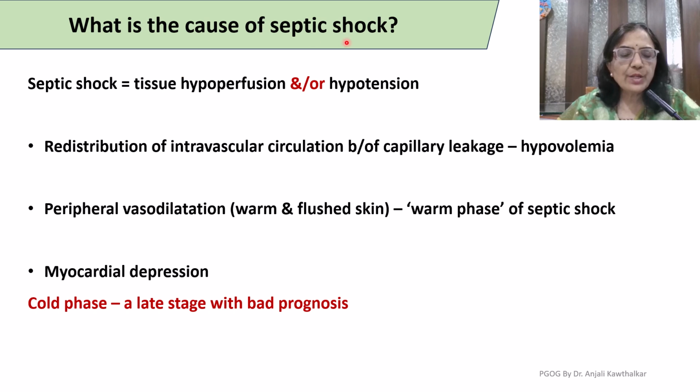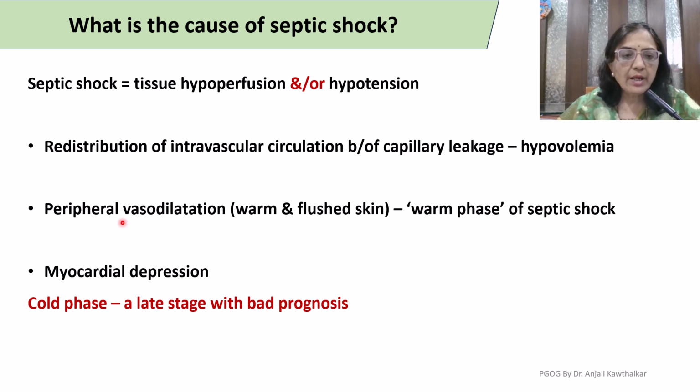Now, what is the cause of septic shock? Septic shock is because of tissue hypoperfusion and or hypotension. We have already seen hypoperfusion precedes hypotension. What is happening in septic shock is there is redistribution of intravascular circulation because of capillary leakage. There is a damage to the vessel wall, capillary leakage, and that leads to hypovolemia. Peripheral vasodilatation is also there with the inflammatory cascade, which is triggered by the presence of infection.